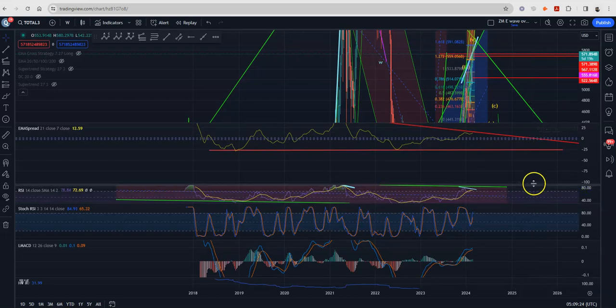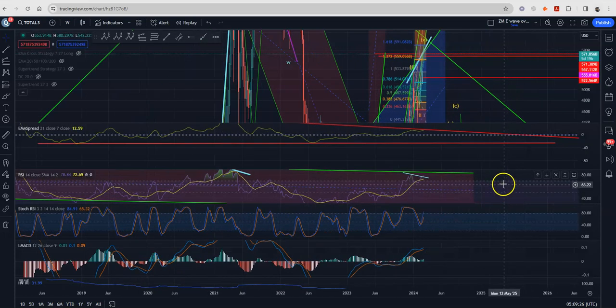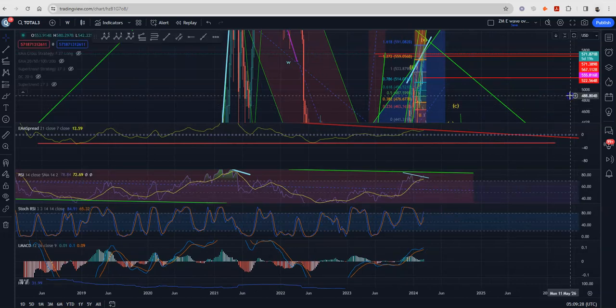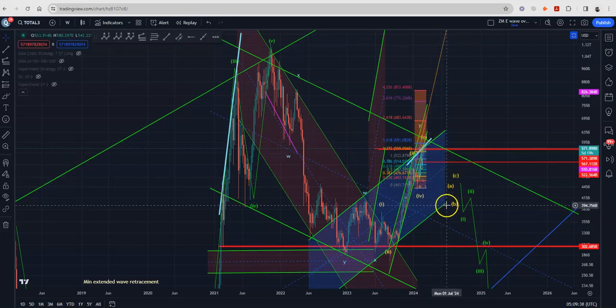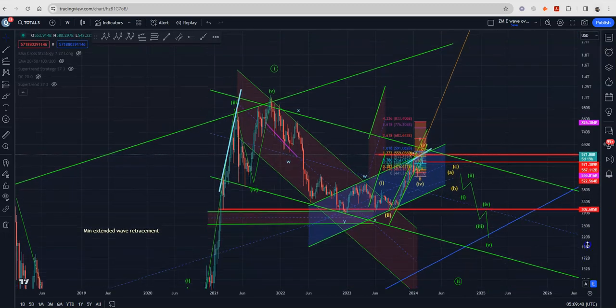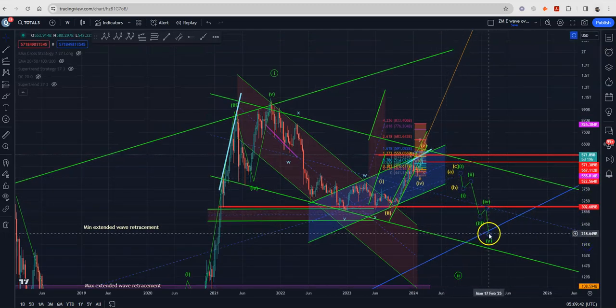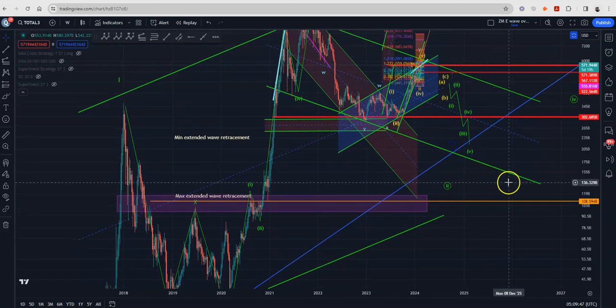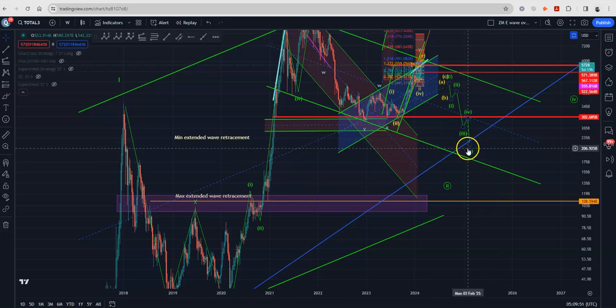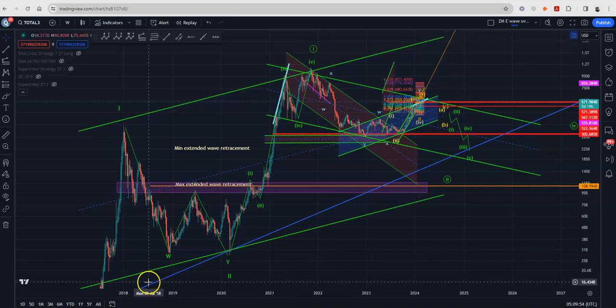So these are the signs that are pointing to WXY rejection, then an ABC, expecting it down to here or here. It could be the worst case scenario here, but best case scenario is we keep this trend line. Let's just see what the fibs say.